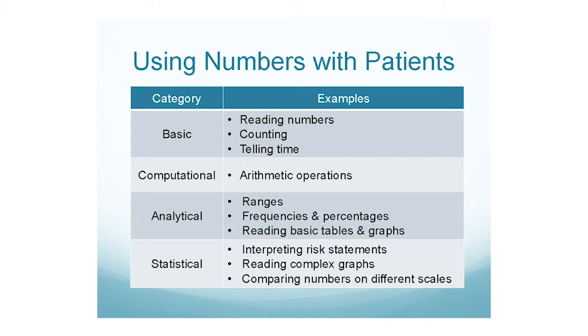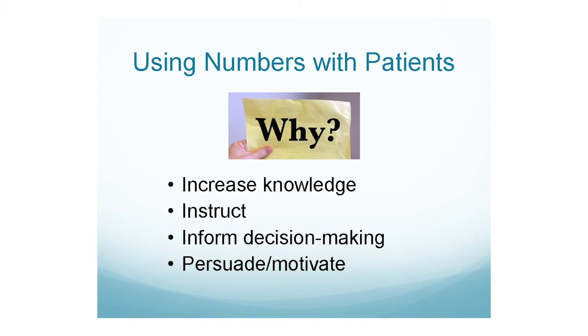Most people are at the basic and the computational. That's where we had 55% of the folks. Only 13% of folks had all the way to the analytical. When should you use the numbers?